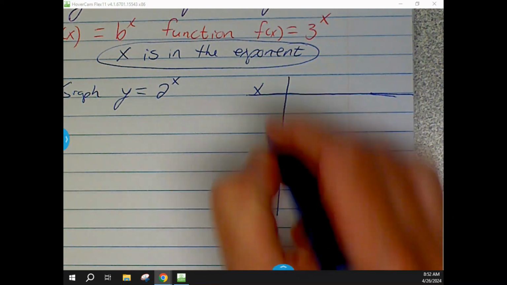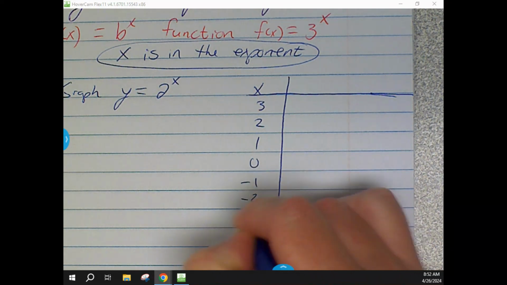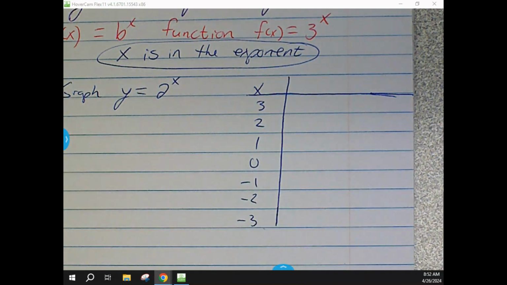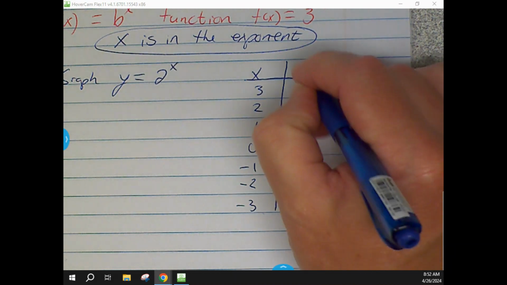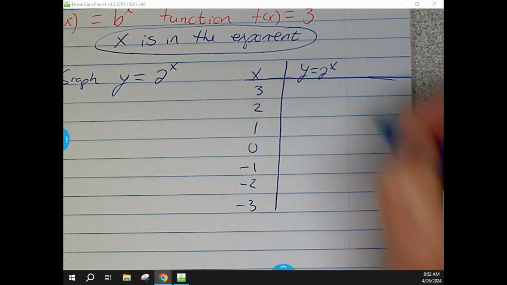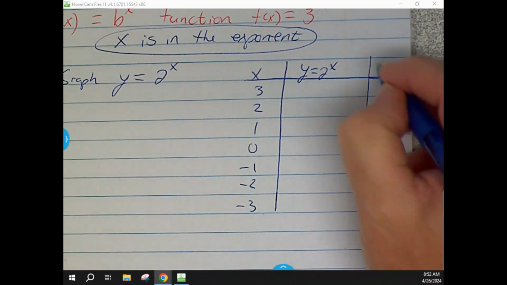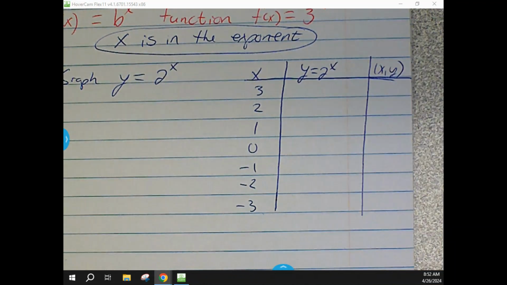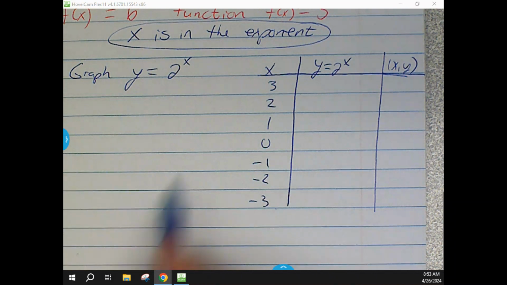So for x values, we'll go from positive 3 down to negative 3. Our equation is y equals 2 to the x. And at the end over here, we'll put our x and y for our ordered pairs. Okay, so putting this one off to the side, and then we'll come back and graph it back over here once we get finished with it.